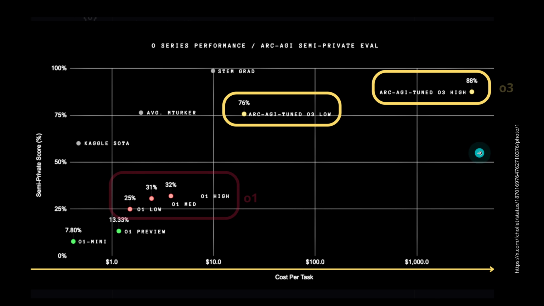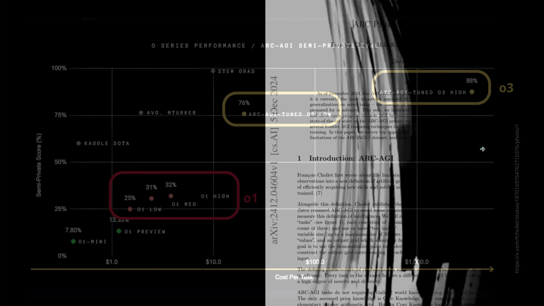Now, if we compare this to the O1 model, that you might currently pay $200 per month for, you see that the O1 low, the O1 medium, and the O1 high performance data go from 25% to a maximum of 32% performance on this particular semi-private evaluation dataset. So the jump from O1 at 30% to 76%, or maybe even close to 90%, is a significant performance jump. Let's have a closer look at this.